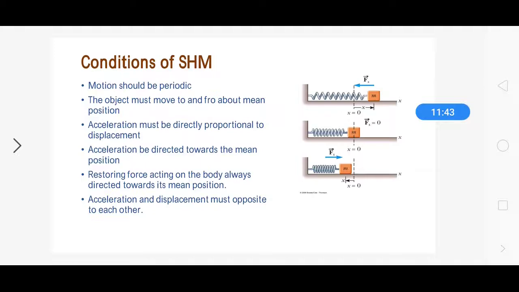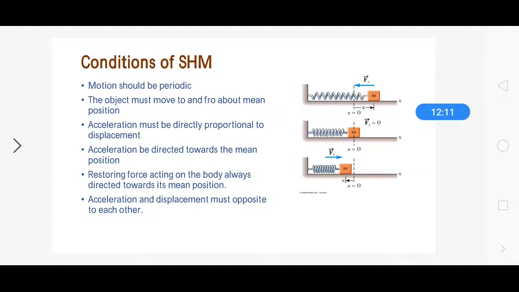Let us discuss that. The motion should be periodic. To explain these conditions, I take an example here. There is a spring, and it is loaded with a mass. It makes oscillations, so there is a to and fro motion of the spring. You can see the figure in the slide. So the motion should be periodic.